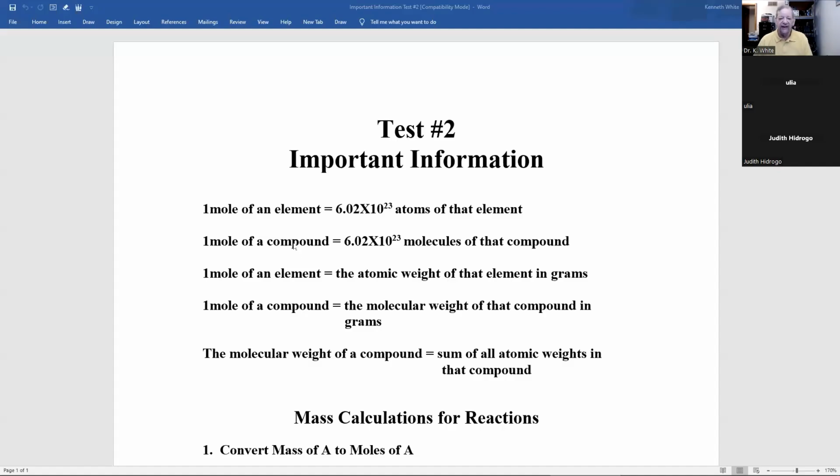Let's get going. Before the break, I was showing you one of the most important concepts, unit analysis. And in test number 2, important information, we have 1 mole of an element equals Avogadro's number, 6.02 times 10 to the 23rd atoms of that element. We also have 1 mole of a compound equals Avogadro's number, that's 6.02 times 10 to the 23rd molecules of a compound.